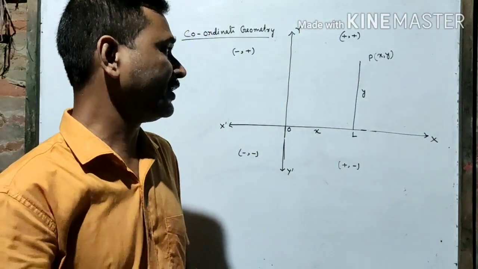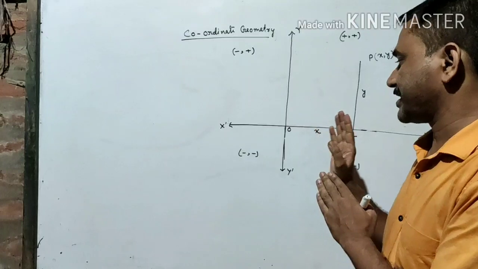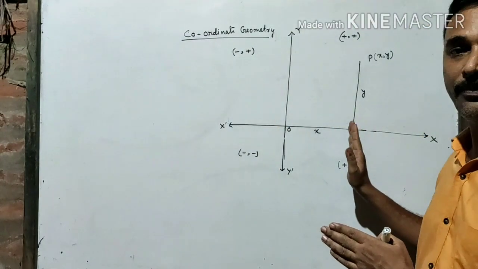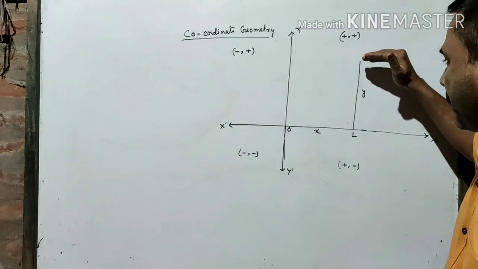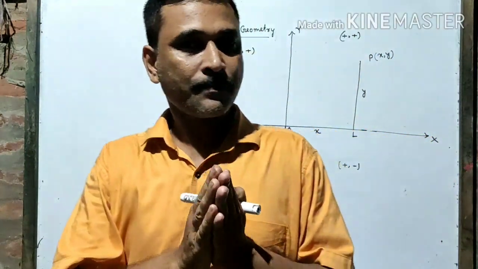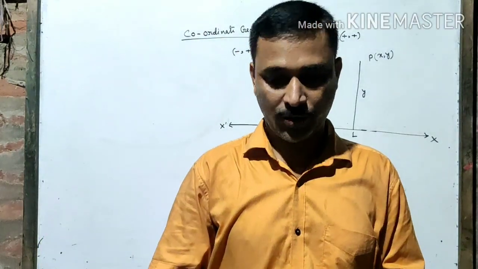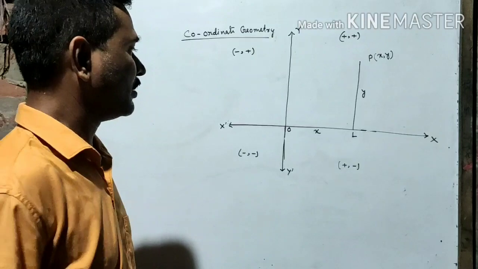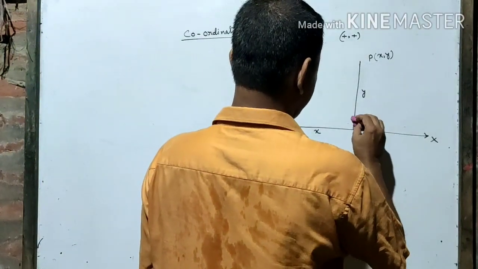So what have we learned? What is the x-coordinate? The x-coordinate is the perpendicular distance of the point from the y-axis. And what is the y-coordinate? The y-coordinate is the perpendicular distance of the point from the x-axis. So distance from the x-axis is the y-coordinate, distance from the y-axis is the x-coordinate. That's what we have learned in your class 10 syllabus.